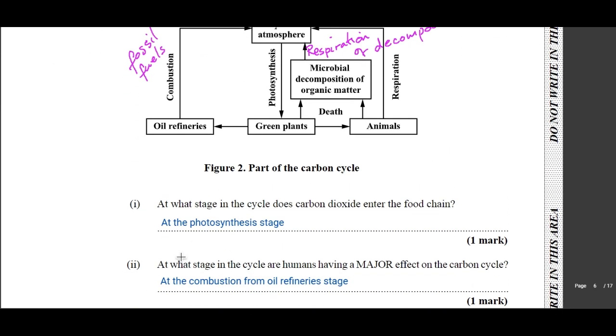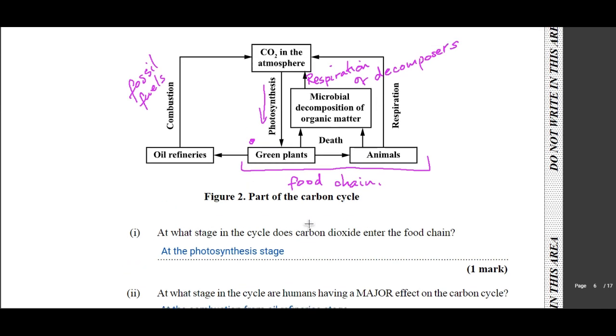At what stage in the cycle does carbon dioxide enter the food chain? Well, here's the food chain. That's your food chain. And it's going to start here. So it's entering at this point, and the process is photosynthesis. So the stage is the photosynthesis stage. All right.